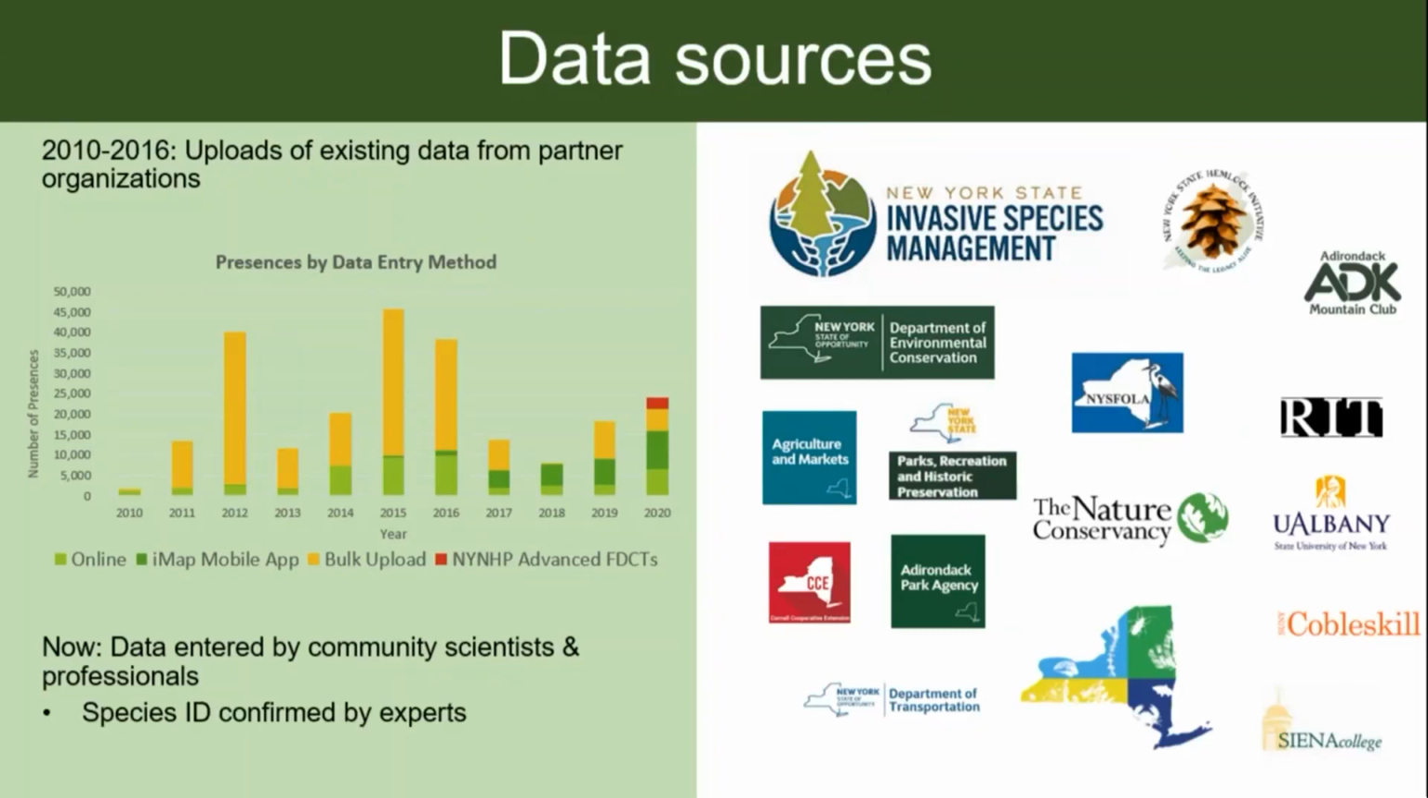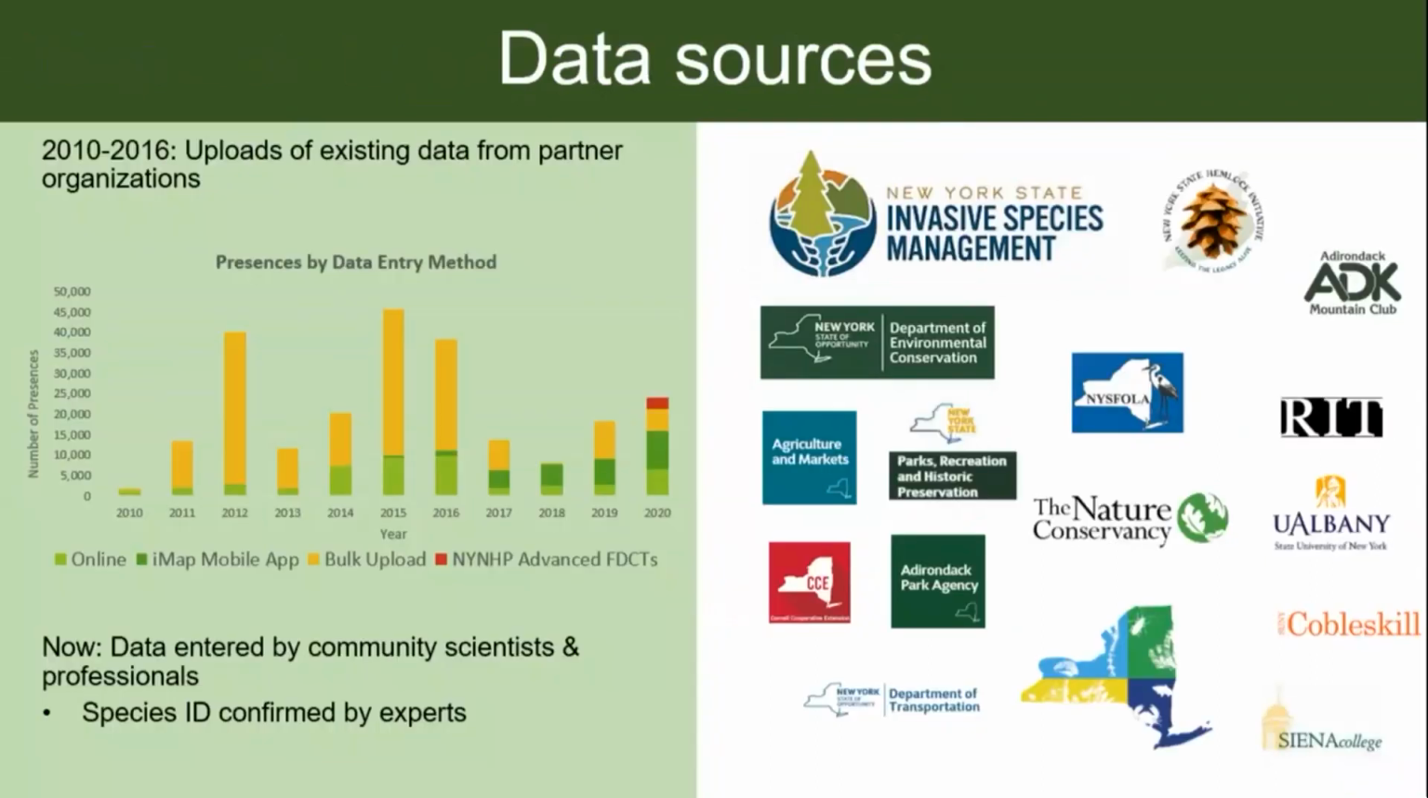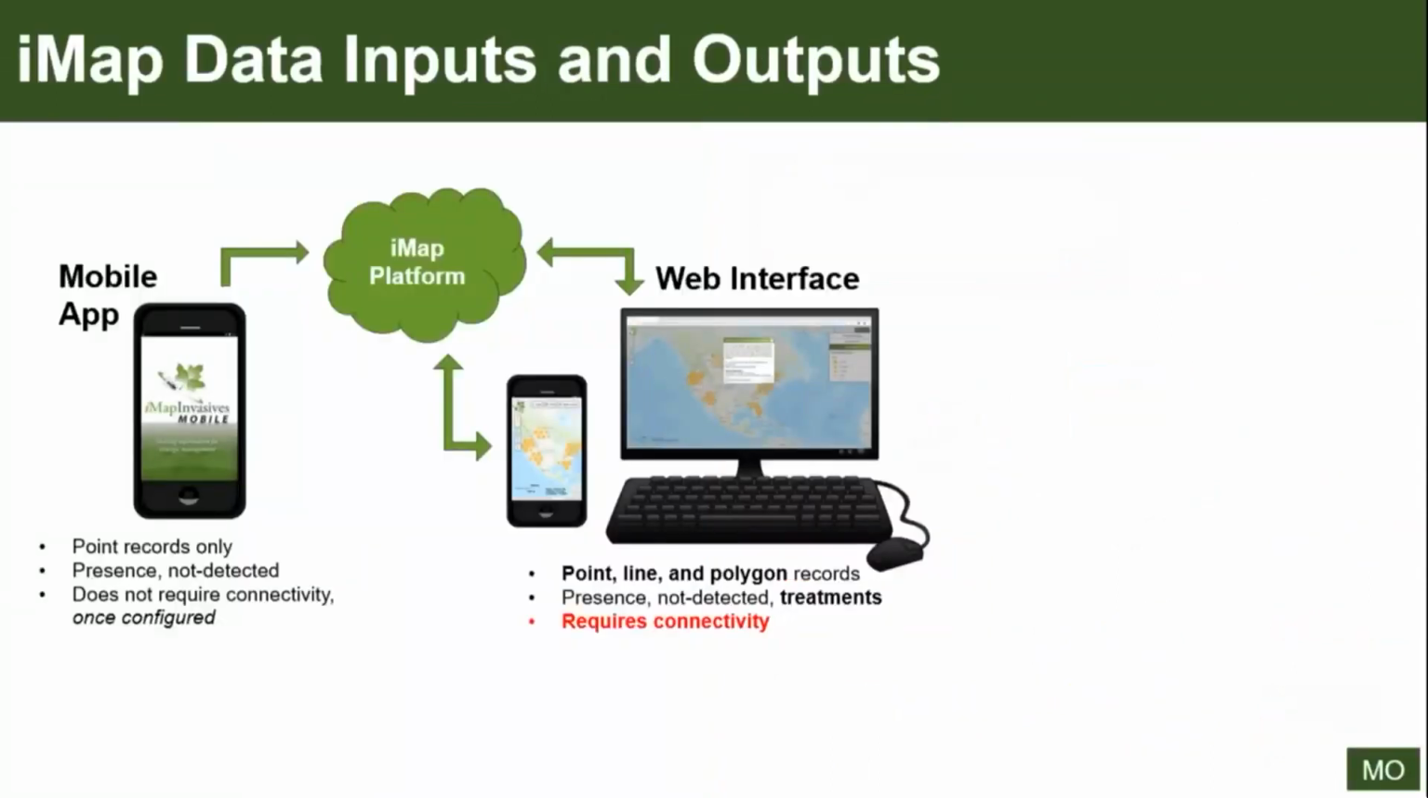One important thing to note is that anybody can report to iMapInvasives, and because of that, we have a data quality check in place where species identification is confirmed by experts who are known as confirmers in iMapInvasives. Many partners have partnered with us in the past, and we thank everyone who has submitted data to the database and who uses our tools.